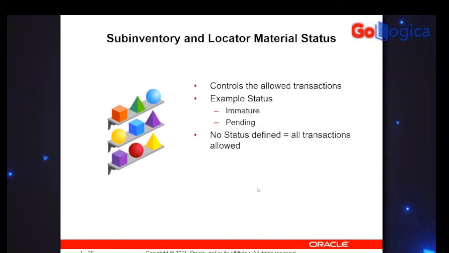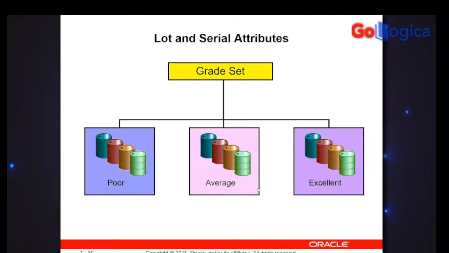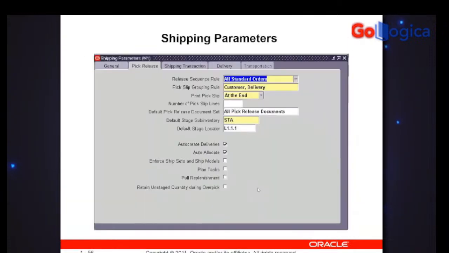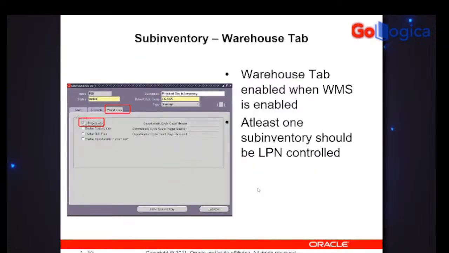So for example, some of the subinventories you don't want to be picked, so you can disallow that, and it won't be eligible for picking anymore. I wanted to show you another screen related to subinventory.